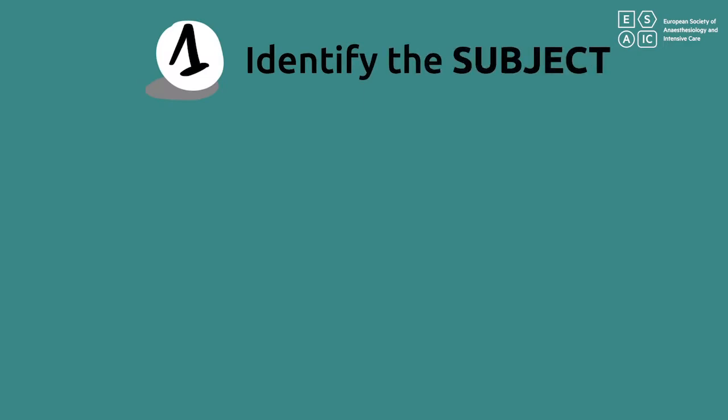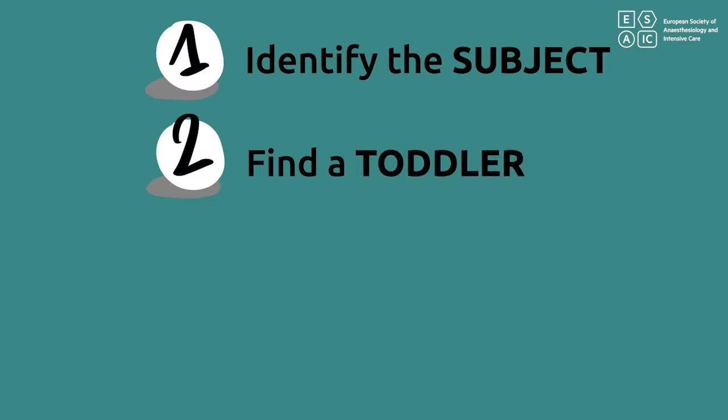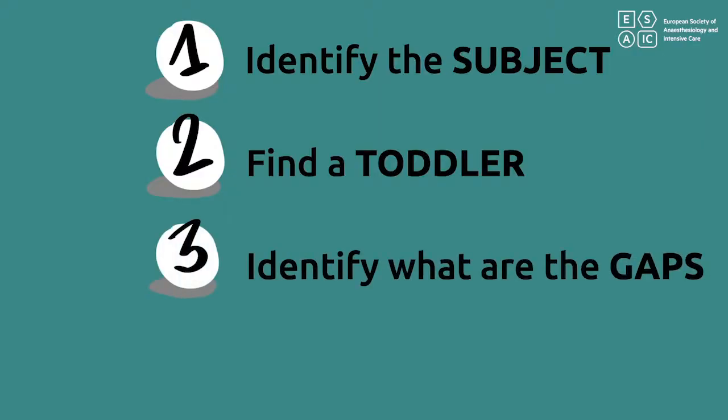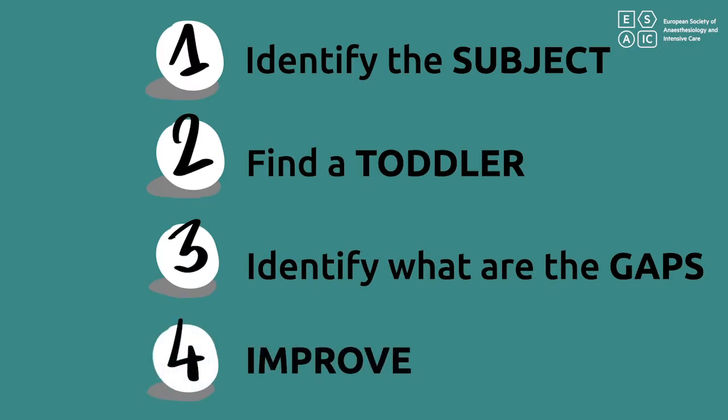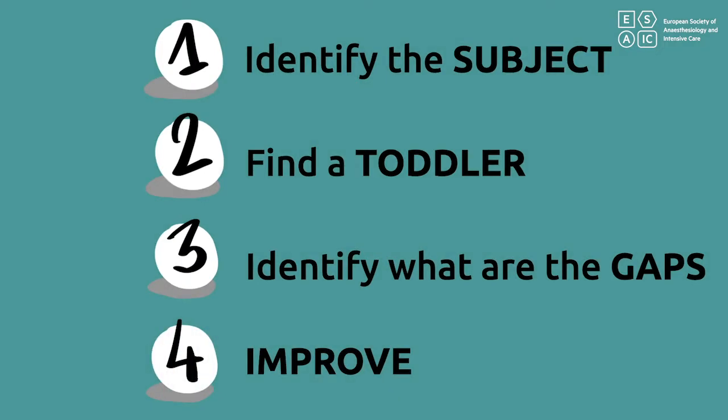Identify the subject you want to talk about. Great, you've done that already. Then, find a toddler or the equivalent of one. In other words, find somebody that doesn't know what you're talking about, but that is a good representation of your audience, and have them read your script or explain to them what you're going to present. Then, ask them to identify what the gaps are, or in this case, what is not clear. And in your last step, you improve the text or the presentation until you're completely through the text and everything is crystal clear. In case you get confronted with some jargon, that's normal.